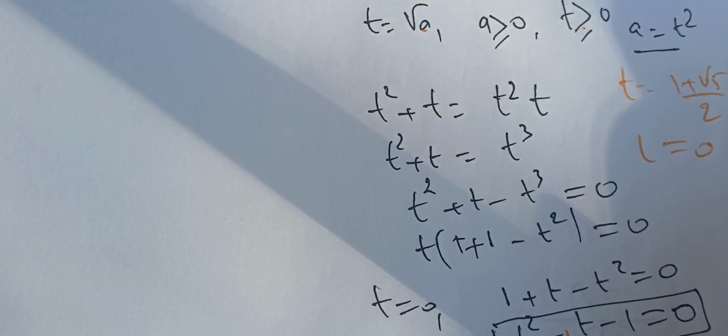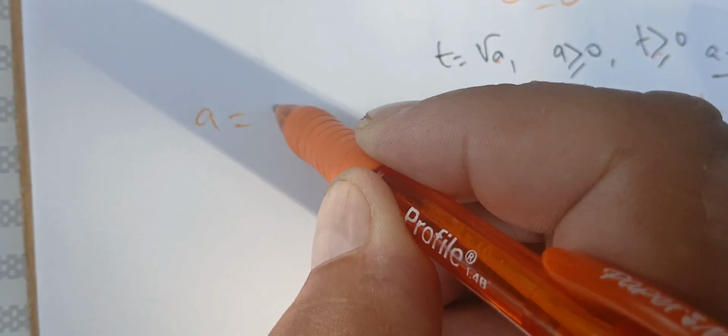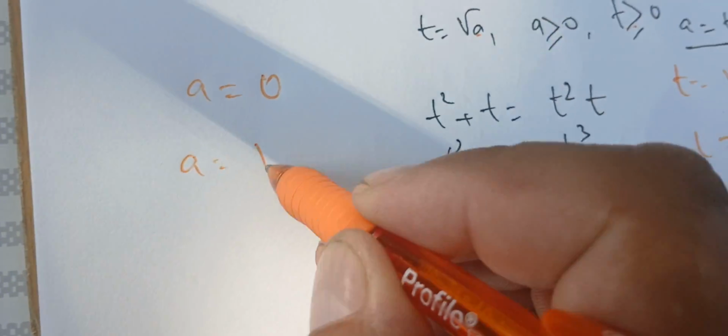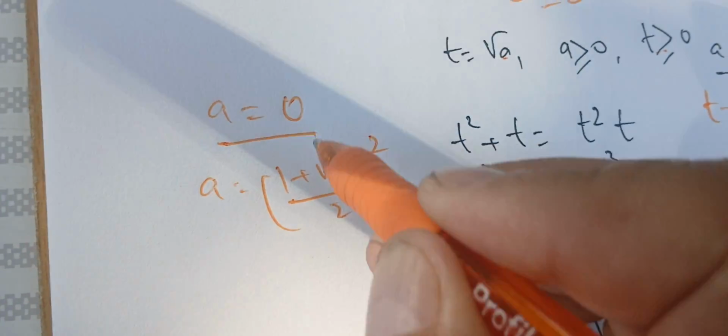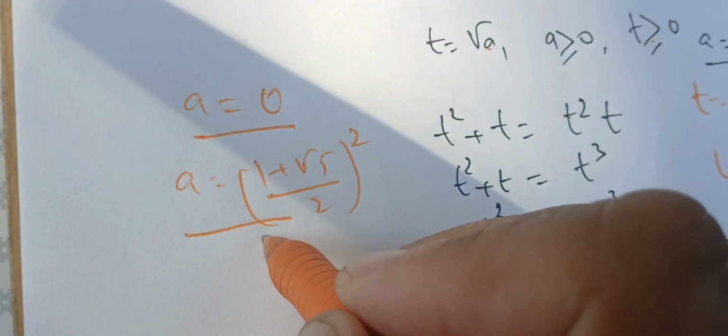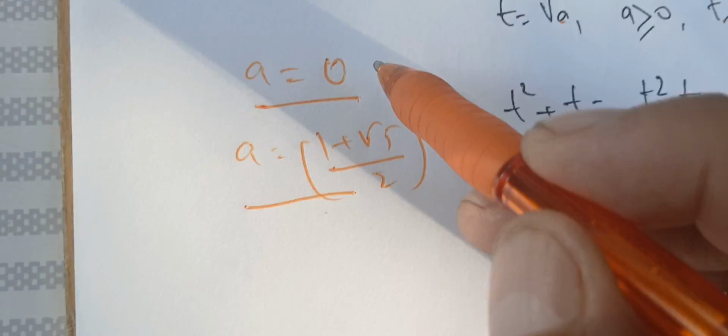Or t is 0. In our case, that means a is t squared. That means a is either 0 or a is (1 plus square root of 5 over 2) squared. And we see that the smallest a is 0. It's smaller than the other one. Therefore, the smallest a that satisfies this one is a is 0.